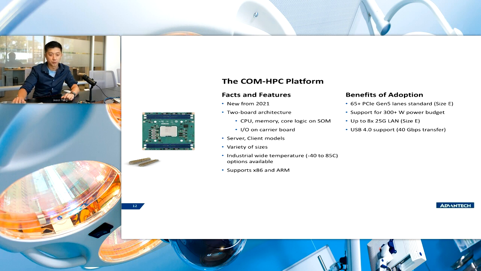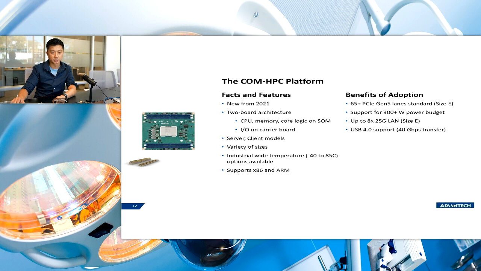I wanted to go over the benefits briefly of the COM-HPC spec. Applying COM-HPC is going to get you PCIe Gen 5, so up to 32 gigabits per second per lane. That enables very high bandwidth transfer. So if your applications are using multiple FPGAs or high-end GPUs, COM-HPC can really help you out here.